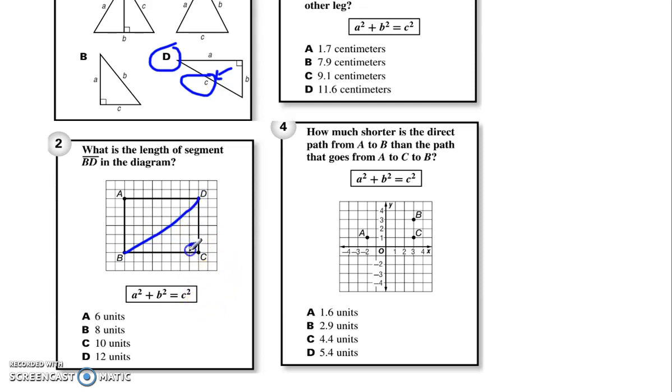This is a right angle. Boom. We know that this length right here is 8, and this is 6. 6 squared is 36, plus 8 squared is 64. Add those together, you get 100. Square root of 100 is 10.